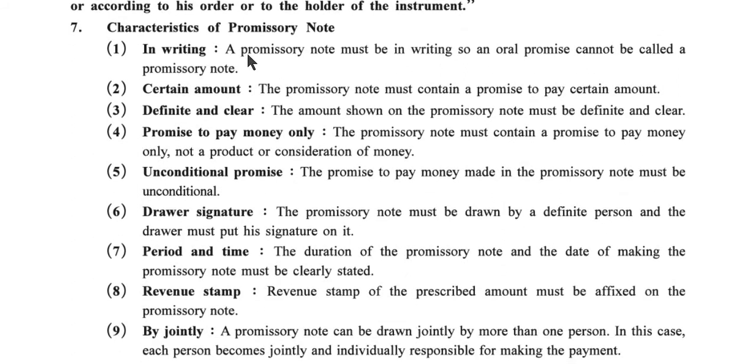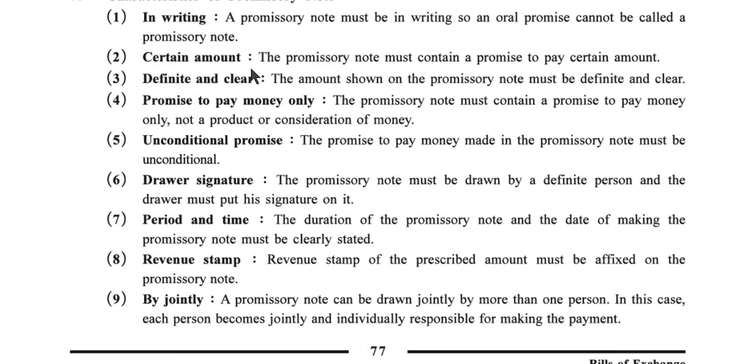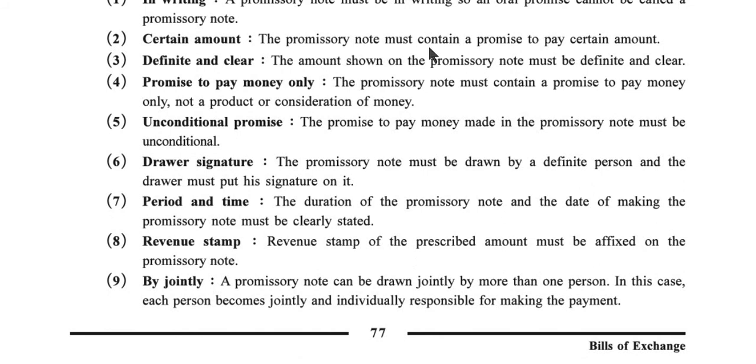Now, characteristics of a promissory note. First, in writing. A promissory note must be in writing. So, an oral promise cannot be called a promissory note. Second, certain amount. The promissory note must contain a promise to pay a certain amount. Third, definite and clear.